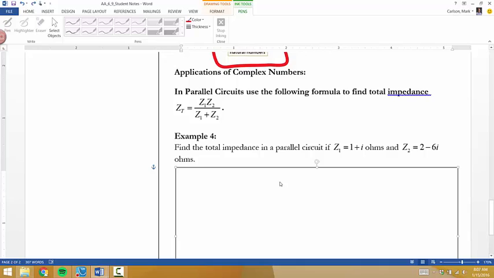All right, the last thing I have on your notes here is a problem involving an application with electrical circuits. If you're given this, z sub t is equal to z sub 1 times z sub 2 divided by z sub 1 plus z sub 2, what I'm going to have you do is see if you can do this example problem, and then we'll talk about that in class tomorrow.